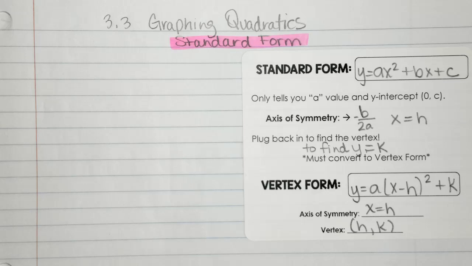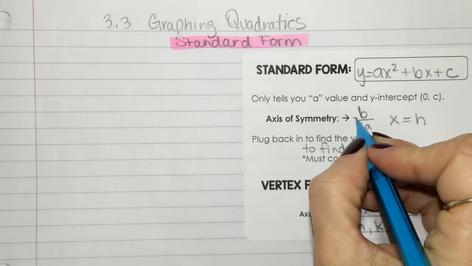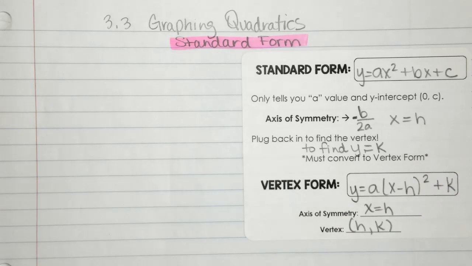Standard form is always the form we see when we're asked to factor. Vertex form is what we've been looking at when we're asked to graph. Both of these are a parabola. They're both that shape. Make sure when you're writing this, you write that negative b over 2a.